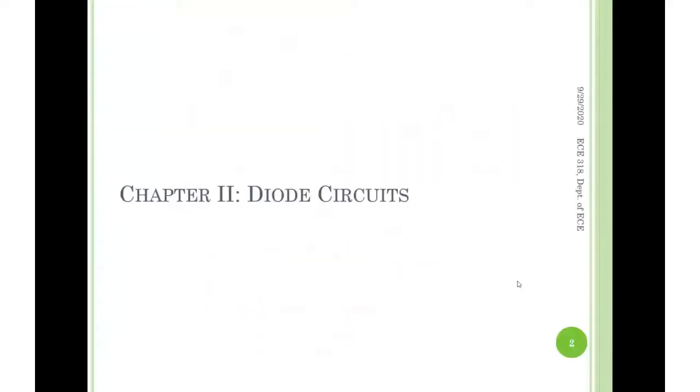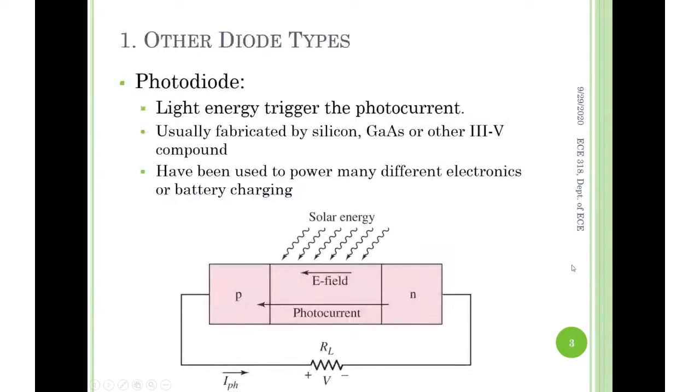Let's talk about the basic diode circuits, which is more of applications. First the diode, specialized diode, of course. It's not the general p-n junction diode. It's a specialized diode, very popular in our applications. The first one is the photodiode. I think you guys have heard of this, right? A photodiode is what?